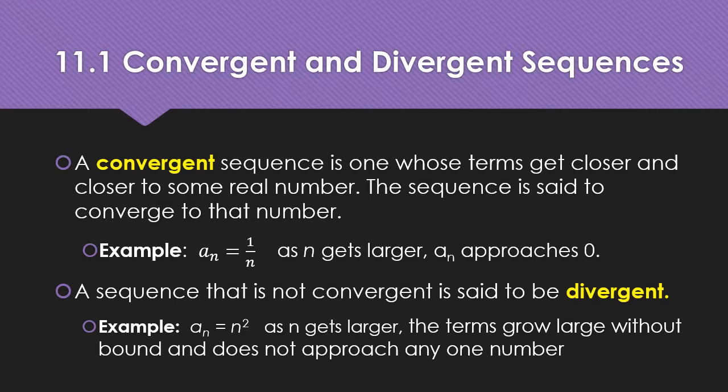So if you think about it, if you keep increasing n, your a sub n is going to get larger and larger and larger and larger. It's never going to approach a single number. In fact, it's going to approach infinity, but again, infinity is not a number, so it just continues to grow without stopping.